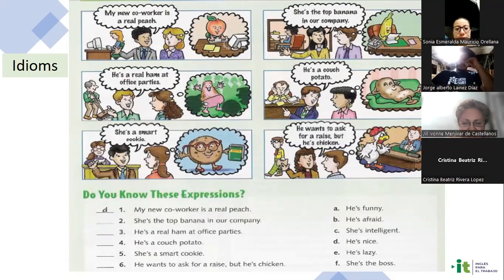Next one, he's a real ham at office parties. Él es un verdadero jamón. So, he's a couch potato. Couch is sofa, right? And potato is, you know, papa, right? And she's a smart cookie. Or he wants to ask for a raise, but he's a chicken. You're a chicken. He's a chicken, right? Pío, pío, pío. So, similar to Spanish, es una gallina.